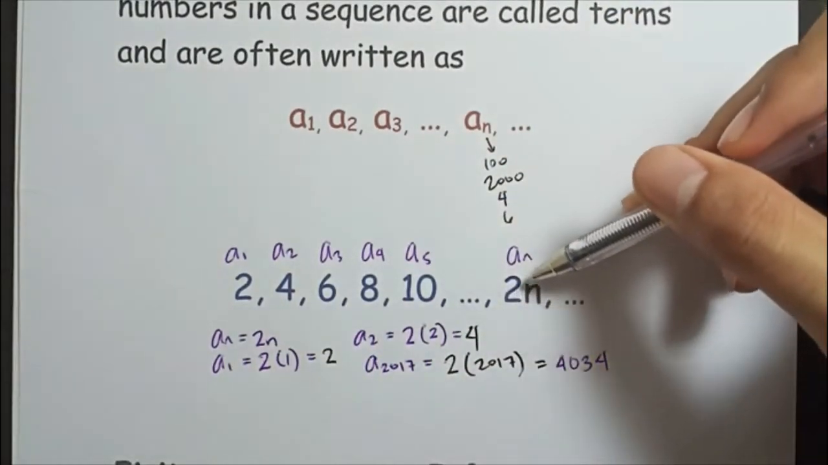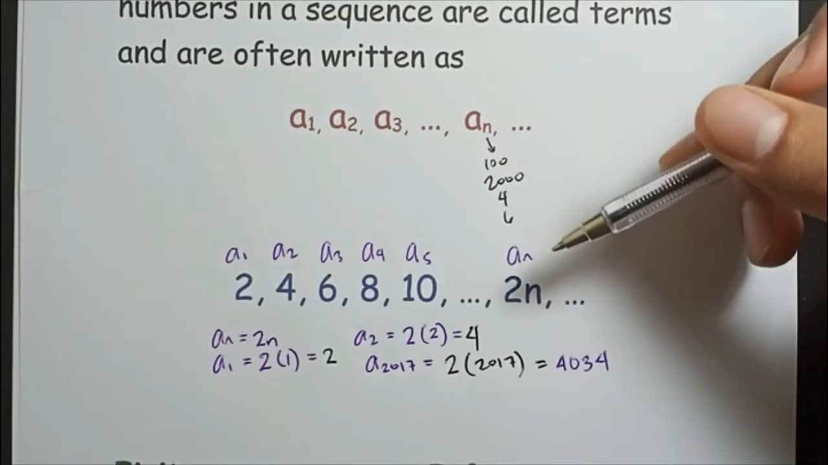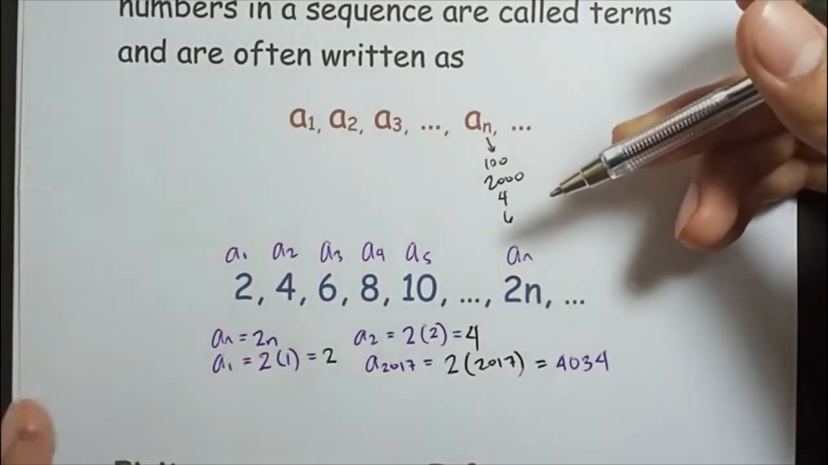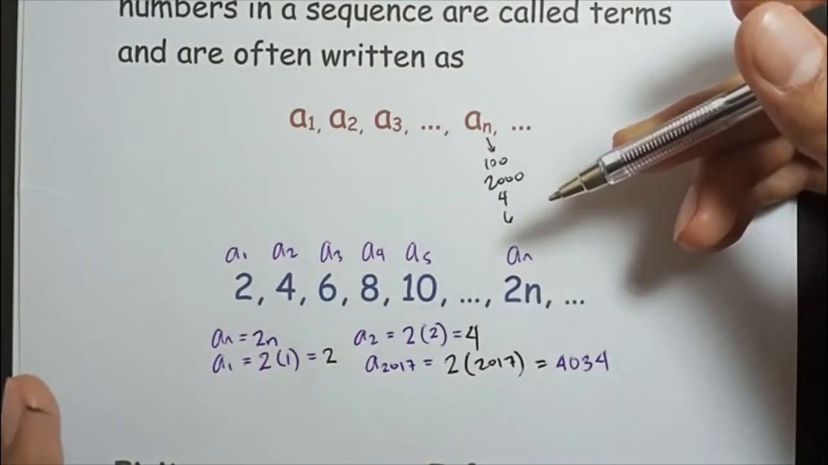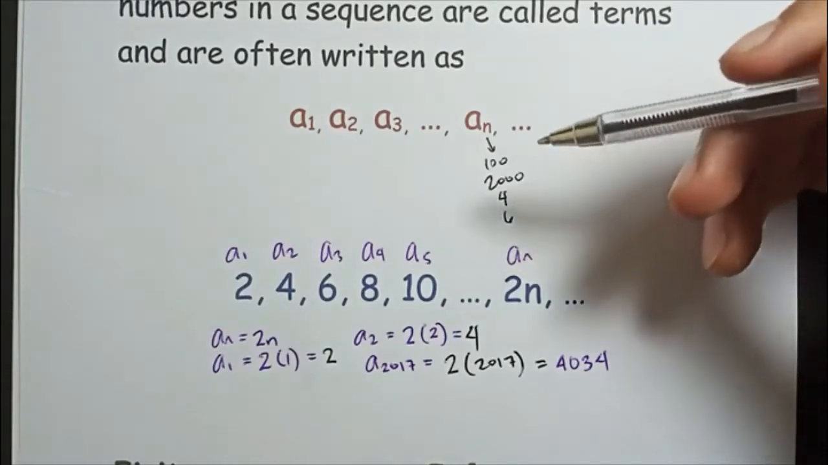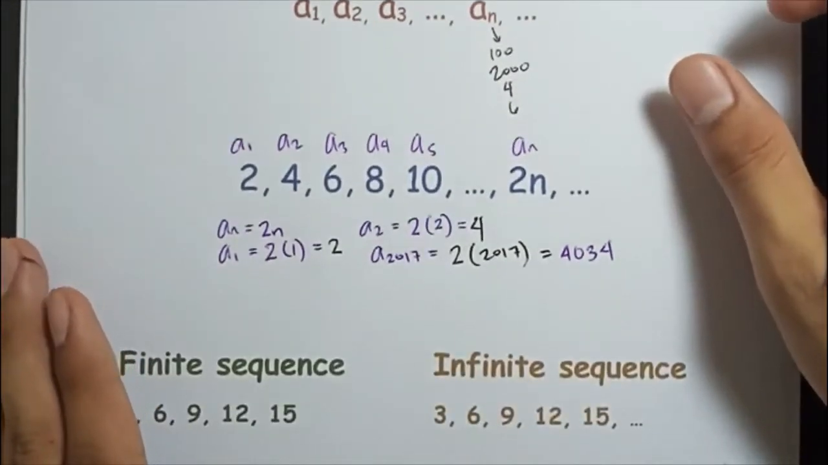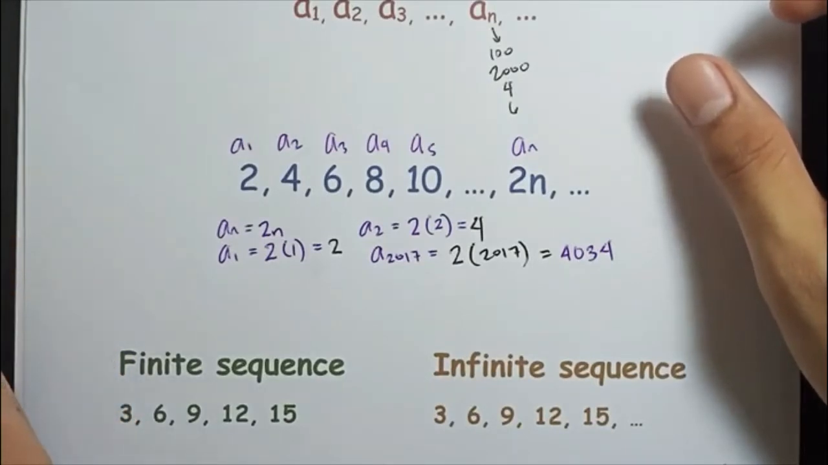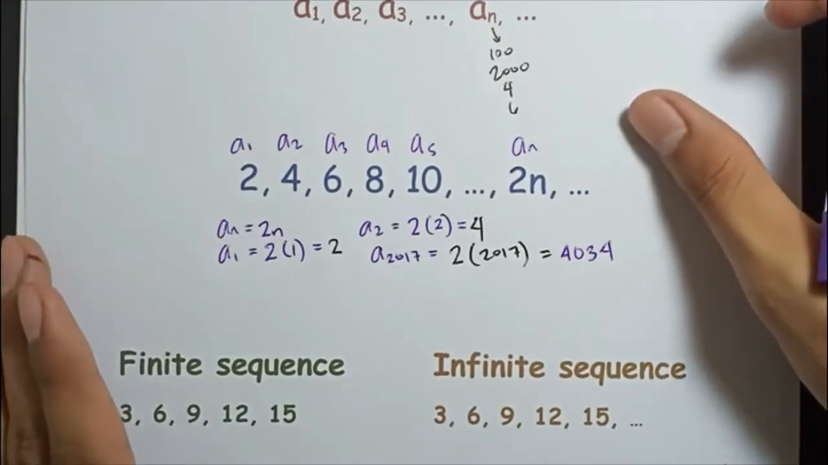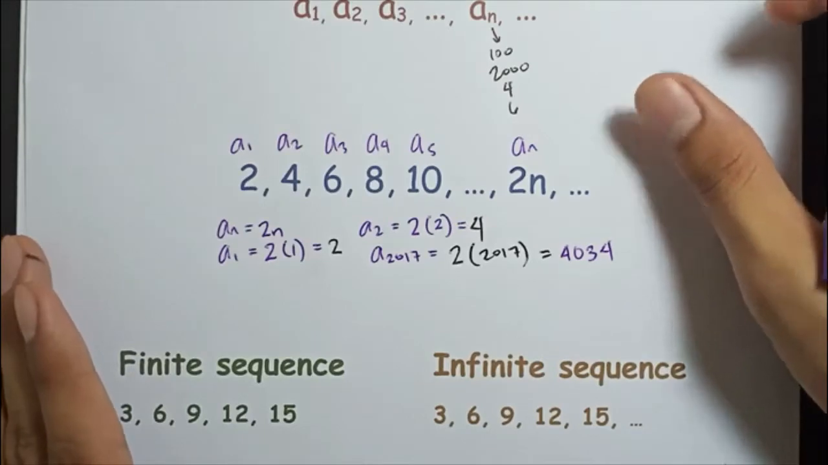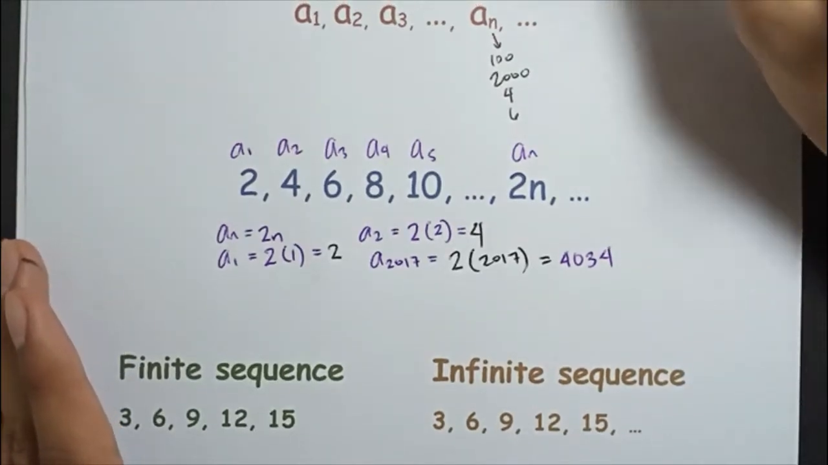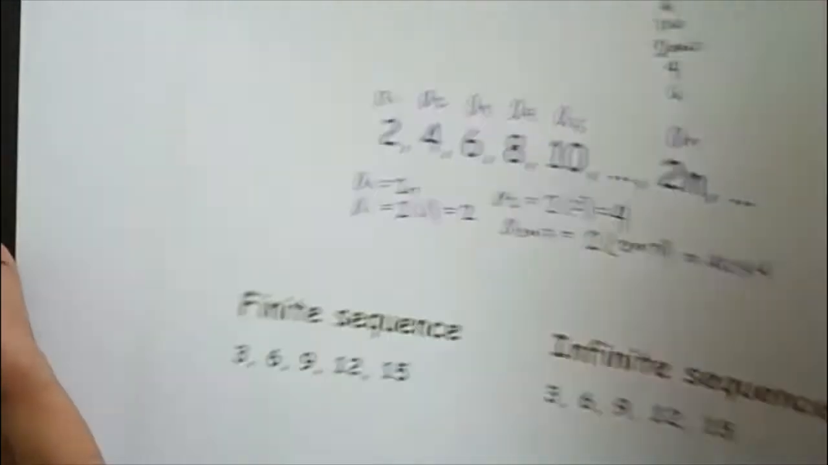So, ito yung explicit formula natin. And we can get the explicit formula by observing the patterns in our sequence. Then we have finite and infinite sequence. Finite meaning sequence that has n terms or last term. And infinite is the sequence that has not. So, let's go to our example.